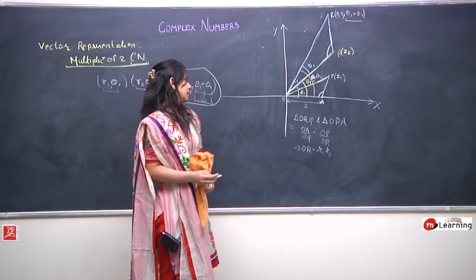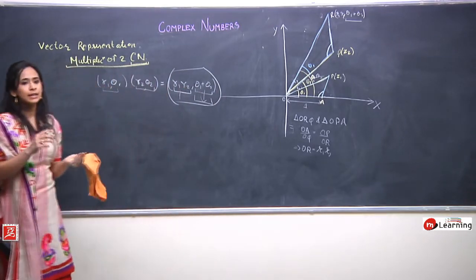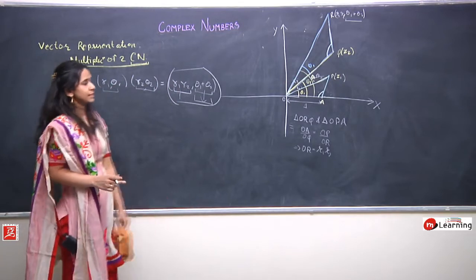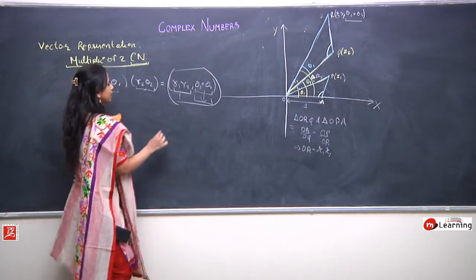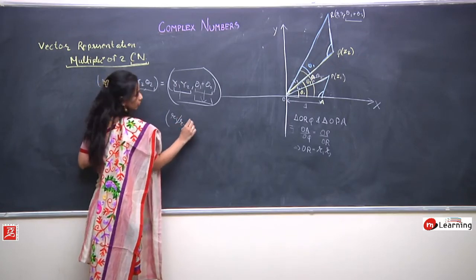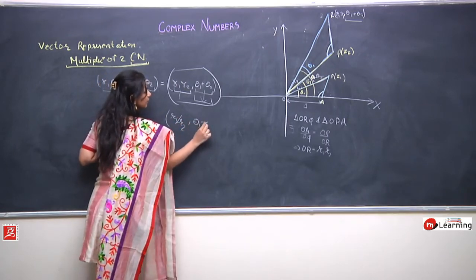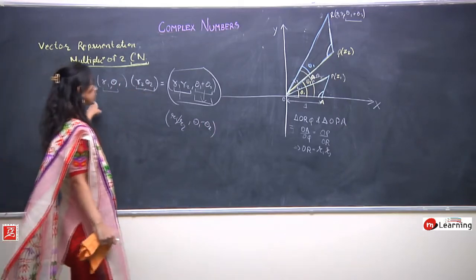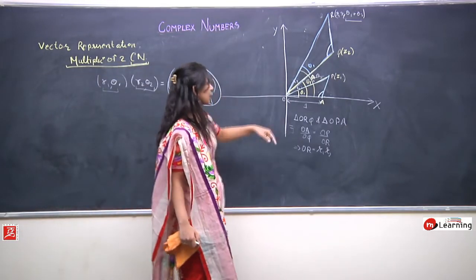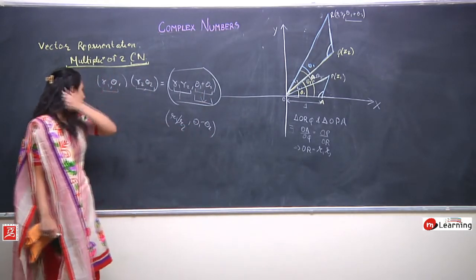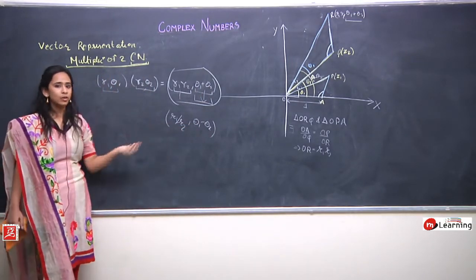that is, we have represented on the complex plane the multiplication of the two complex numbers. The next thing that I want you to try is to find the division of two complex numbers. That is, find a complex number with modulus R1 by R2 and argument theta 1 minus theta 2. The problem is going to be the same as this one, just that the argument in this case would be theta 1 minus theta 2 and the modulus would be R1 divided by R2.